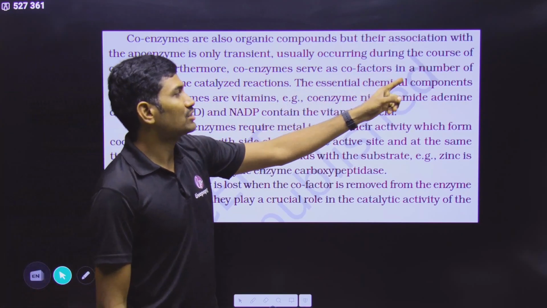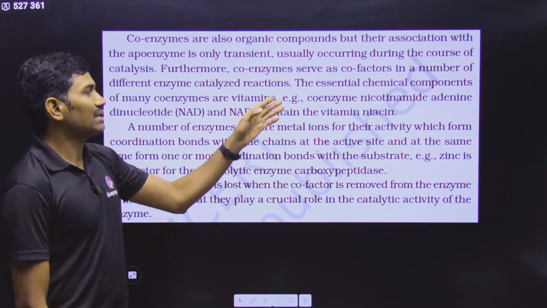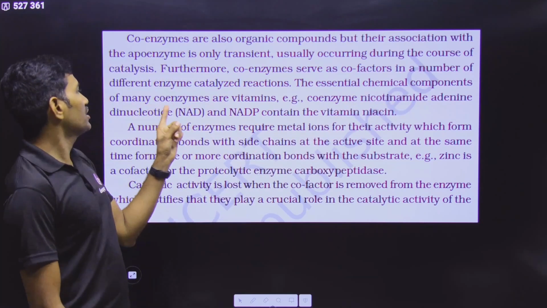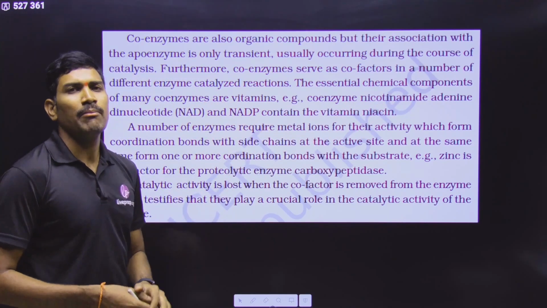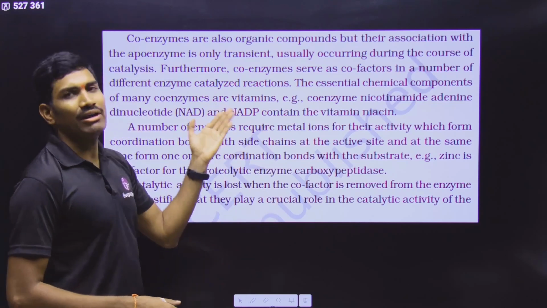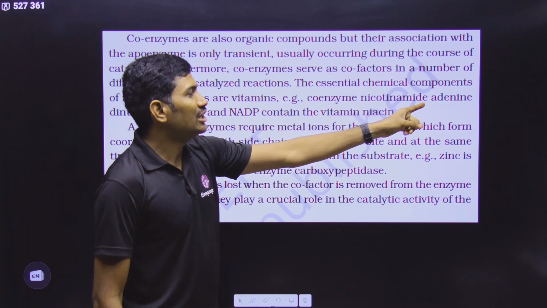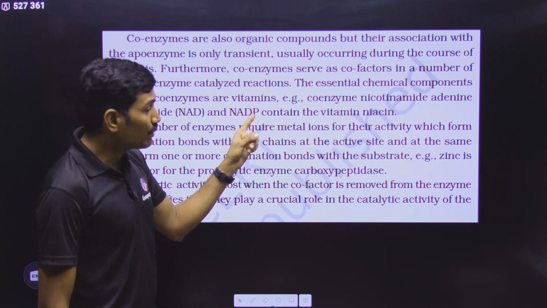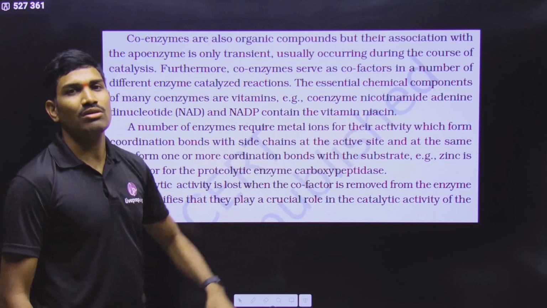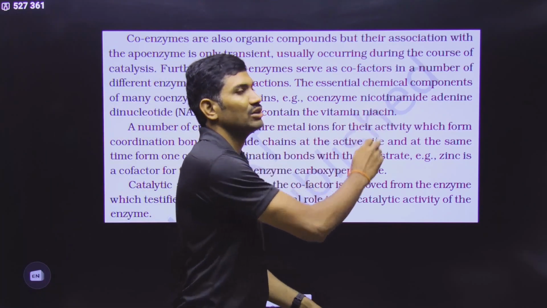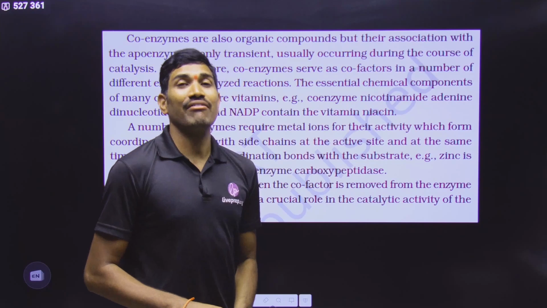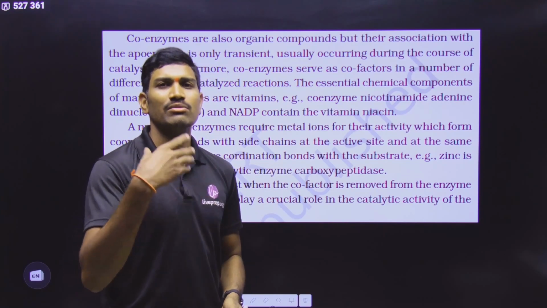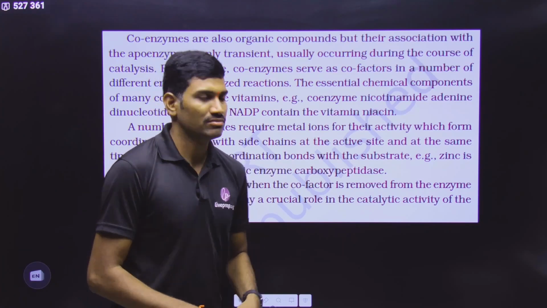Furthermore, coenzymes serve as cofactors in a number of different enzyme-catalyzed reactions. In different types of reactions, they are acting as cofactors. The essential chemical components of many coenzymes are vitamins. The majority of these coenzymes are derived from vitamins. For example, the coenzymes nicotinamide adenine dinucleotide, NAD, and nicotinamide adenine dinucleotide phosphate, NADP, all contain the vitamin niacin, or nicotinic acid. In this way, FAD and FADH2 are produced from riboflavin, which is also a vitamin. So that's what they are saying.